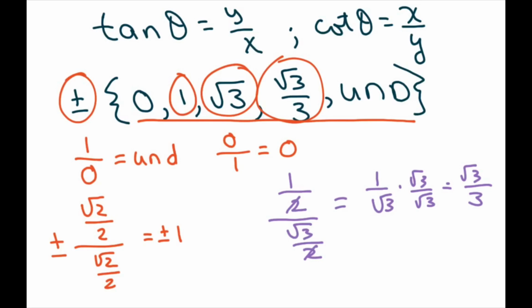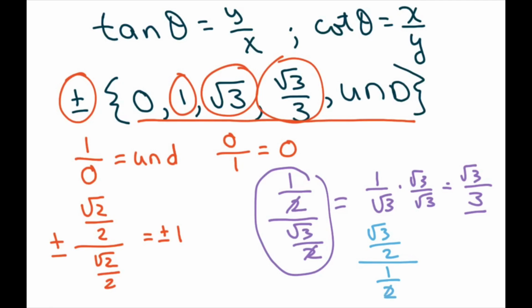Now for these two, just remember if it's 1/2 divided by square root of 3 over 2, then the 2's would cancel, and that equals 1 over square root of 3. You rationalize the denominator, so you get square root of 3 over 3. But if you have it the other way, square root of 3 over 2 divided by 1/2, that just gives you square root of 3. And again, this would be plus or minus, depending on what quadrant you're in.